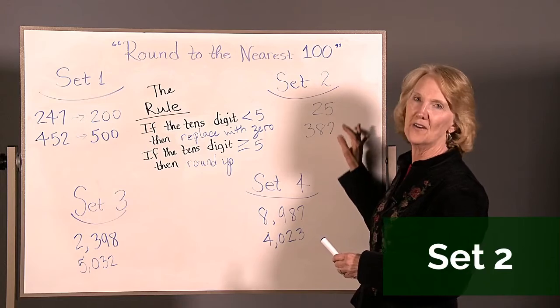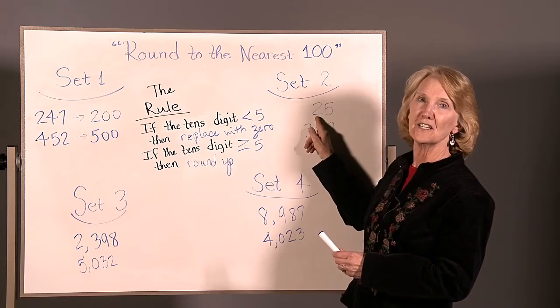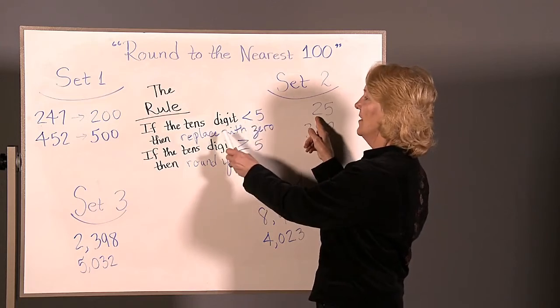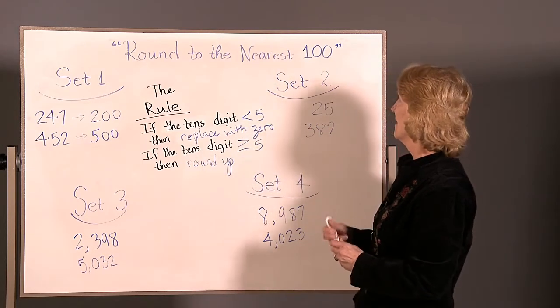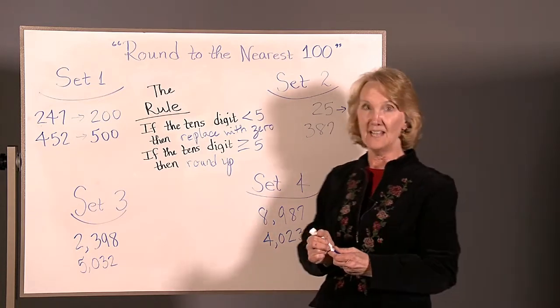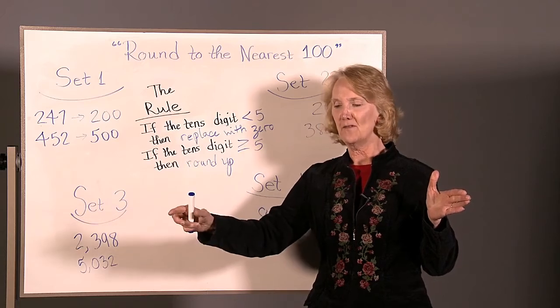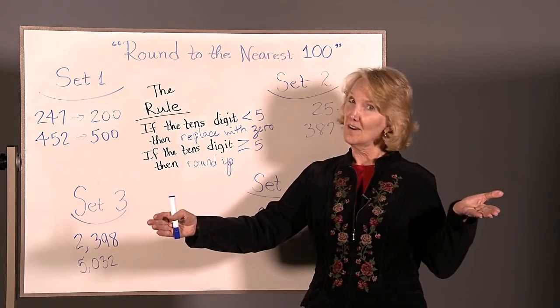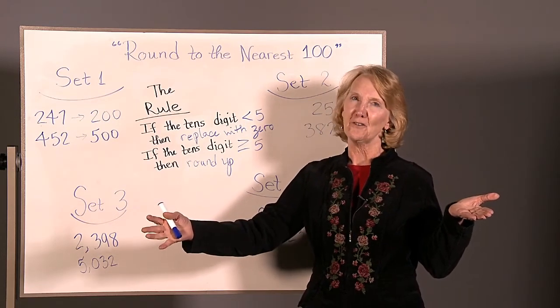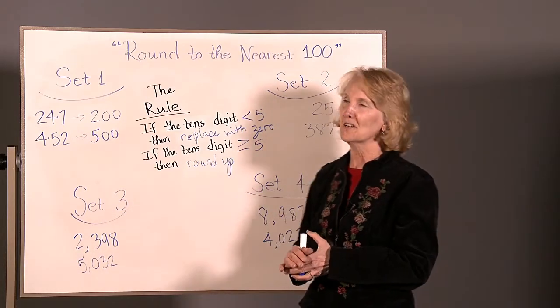This one has 25 and 387. You look at the tens digit. It is less than 5, so we replace it with a 0. And you might think, whoa, that makes your whole number go away. Yes, it does. If you're trying to save to $100 and you have 25, are you closer to 0 or 100? You're still closer to 0. So it makes sense. Rounded to the nearest 100, it is 0.